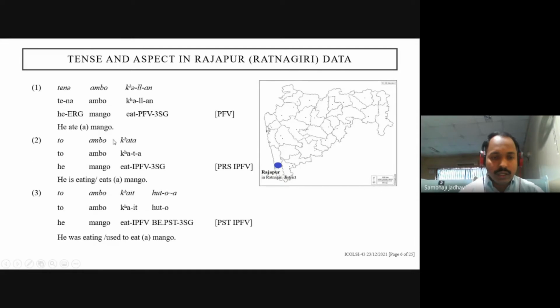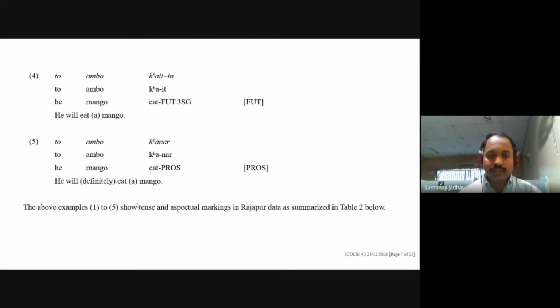Here, to amba khata gives the meaning of eating as well as habitual eating; both situations are embedded in the same kind of construction. In past habitual versus past progressive, a similar thing happens. Khait, hota. In this construction, this is a past auxiliary, but it gives you the meaning of past progression as well as habitual.